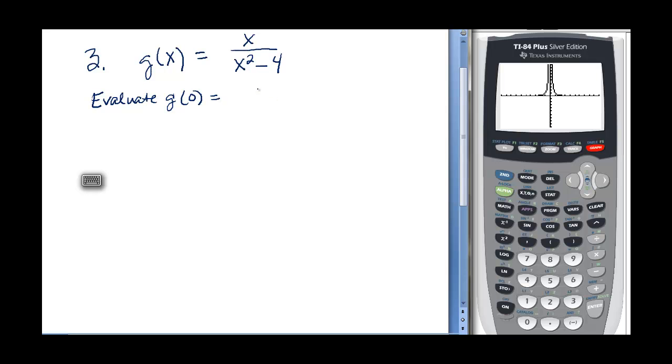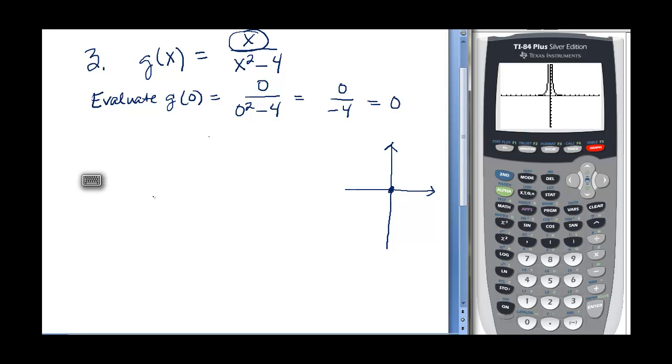And so if I do that, I put 0 in for wherever I see x. And so I have 0 over negative 4, which is just equal to 0. So here I have my function at 0 is going to equal 0. So what is happening to the graph when x equals 0? Well, my output is 0 as well. My horizontal and vertical intercepts are right there at the origin.